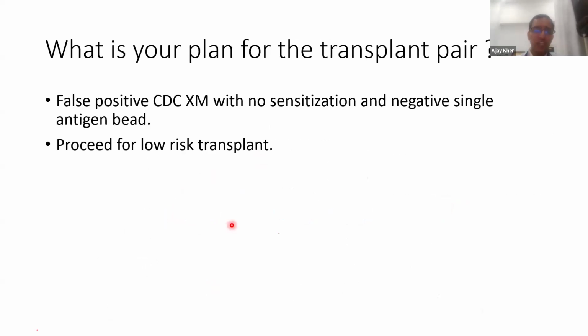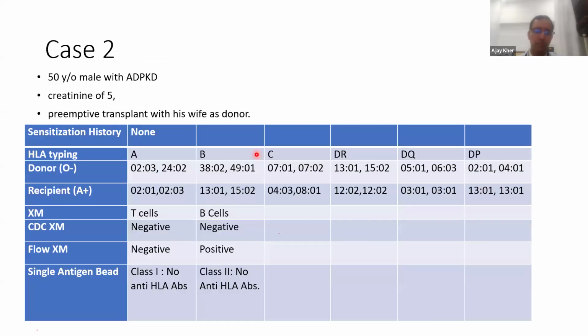So what is your plan for this transplant pair? So with the hepatitis C, we know that this is a false positive CDC crossmatch with no history of sensitization, negative single antigen bead. We can move forward and do the transplant. Second case is someone with polycystic kidney disease, wants a preemptive transplant with wife as donor. Again, the T cell crossmatches are negative for CDC and flow. However, the B cell flow is positive. Again, no sensitization history, no blood transfusion, and single antigen bead is negative.